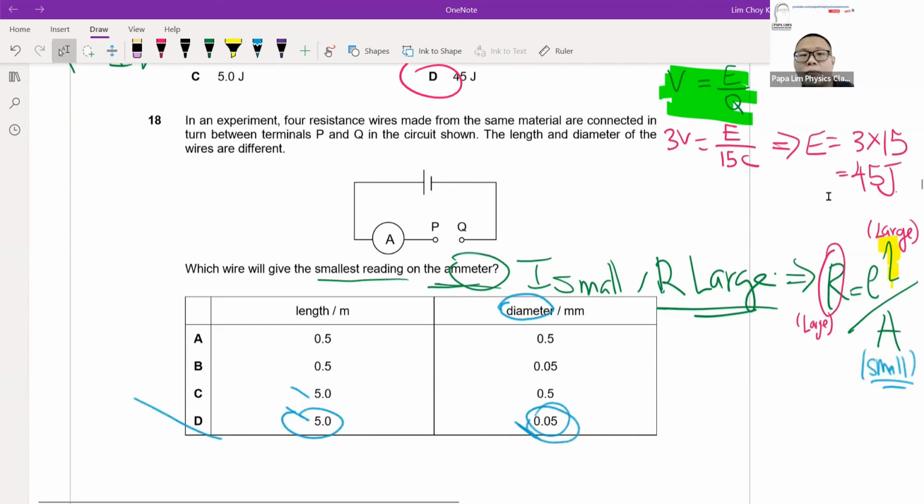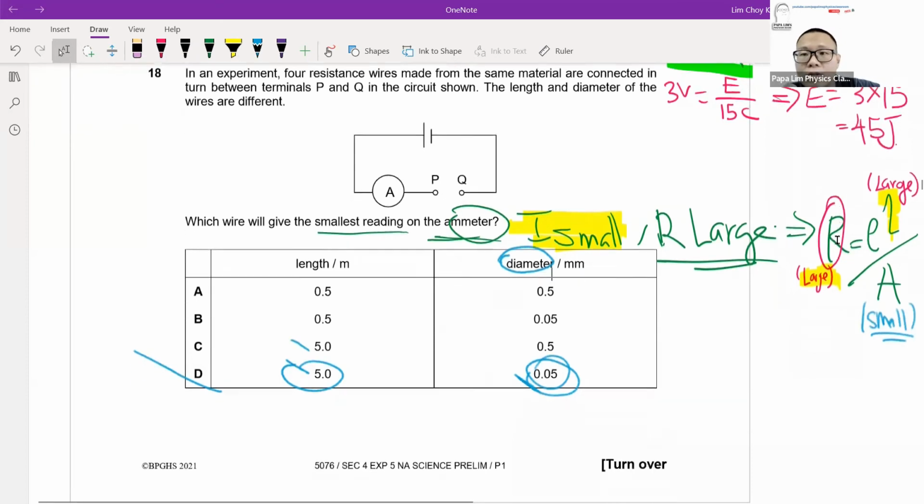Why? Because I want my resistance to be large. Only when resistance is large, current can be small. Remember, current and resistance have an inverse relationship. So this is how I derive my answer quickly. So know the basics. Know the conditions, know the basics.